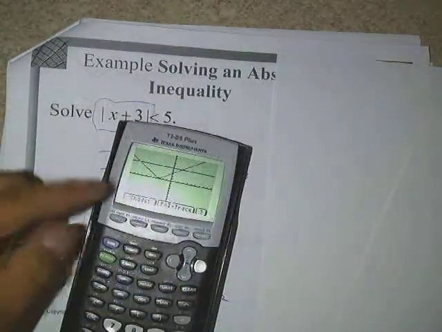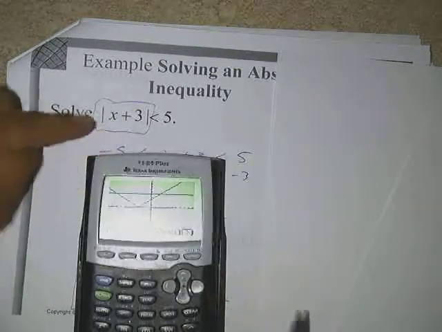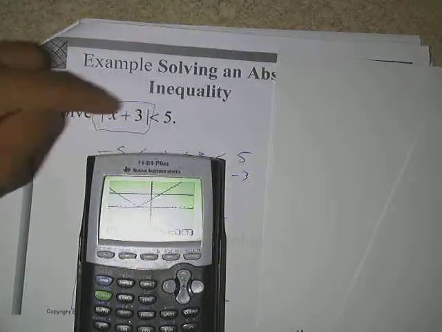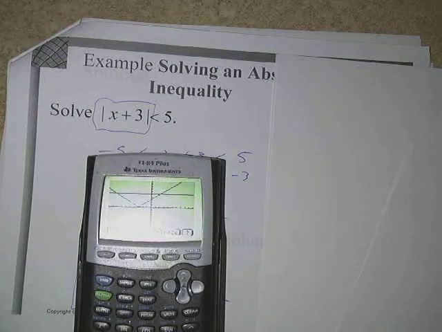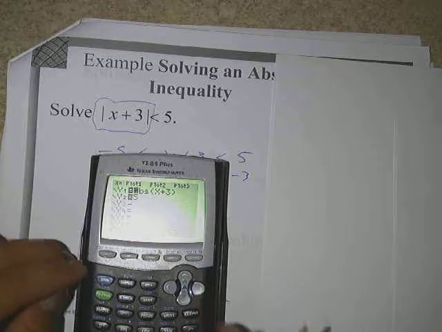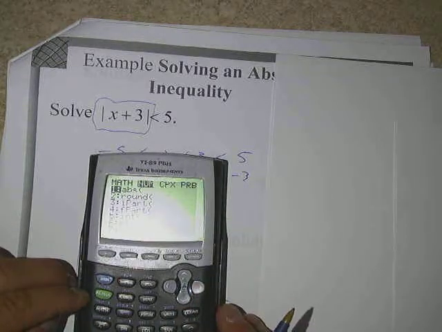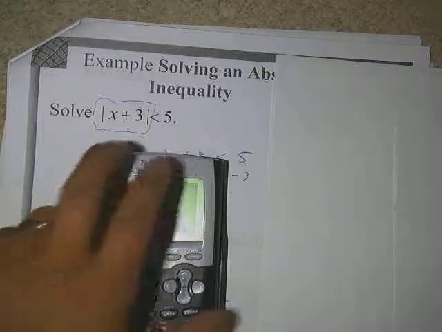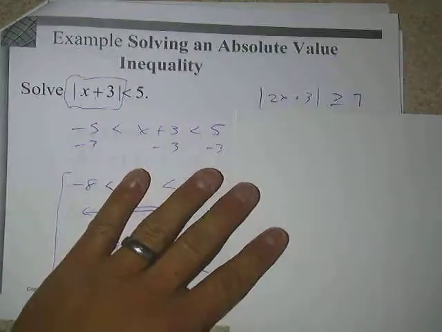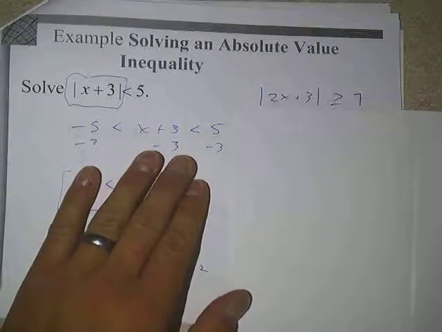So the solution set is only from -8 to 2. Any number in between there algebraically makes the sentence work, and graphically, the curve is below the line. And that's what we're after here. Graphically is when is this curve below this line. How did you check that in your calculator? So, the absolute value is under your math menu, math, num, first one.